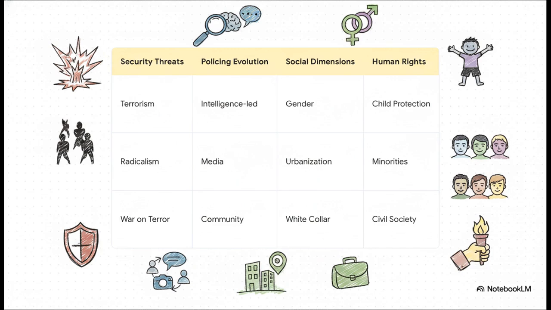That includes things like terrorism and radicalism. Second, policing evolution, which covers modern law enforcement, intelligence-led policing, and media representation. Third, social dimensions, exploring gender, urbanization, and white-collar crime. And fourth, human rights, focusing on protections for children, women, and minorities, alongside the role of civil society. Categorizing your notes like this will honestly save you hours of confusion.